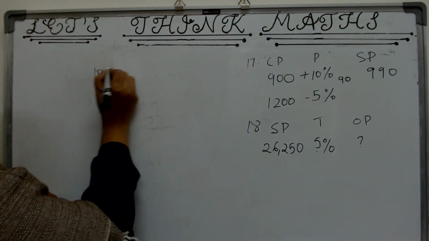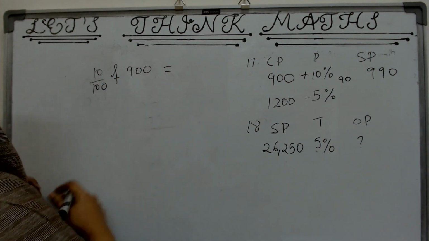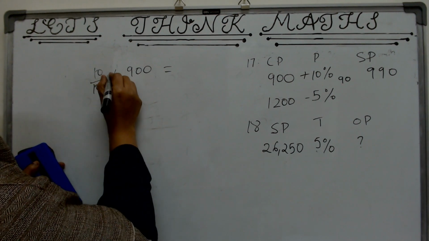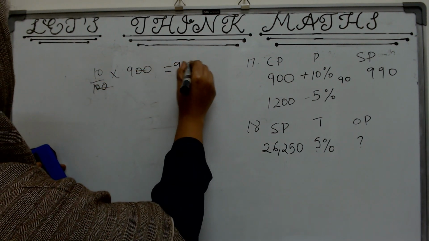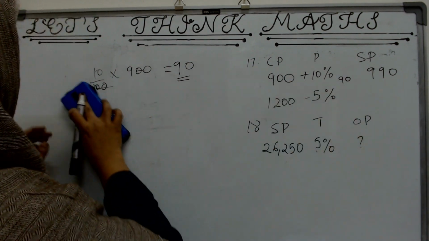You can use the formula also. 10% of 900, multiply, so your profit is 90. Add it to the cost price. This is how much he got. What about the second one?